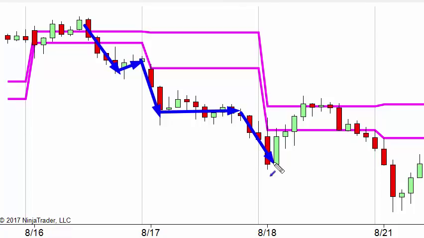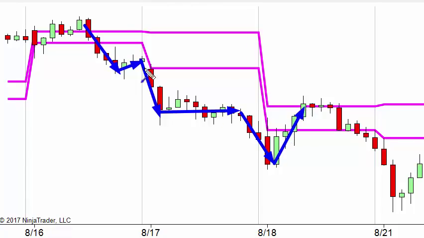Another impulse move down. Now we get a different type of retrace. This one is not as favorable. We don't like this one as much because it comes up to the lower line, which is the value area low, but it also goes up to the value area high.